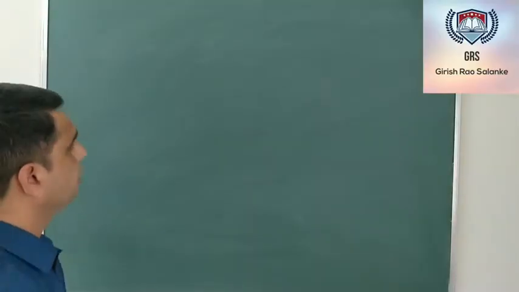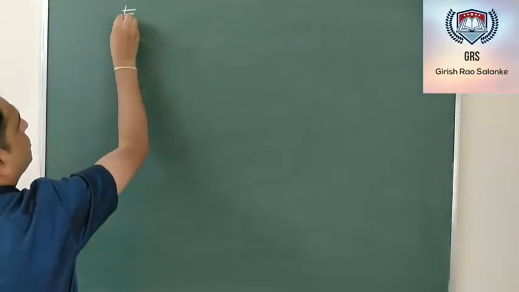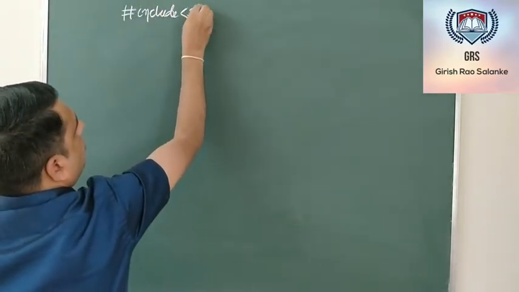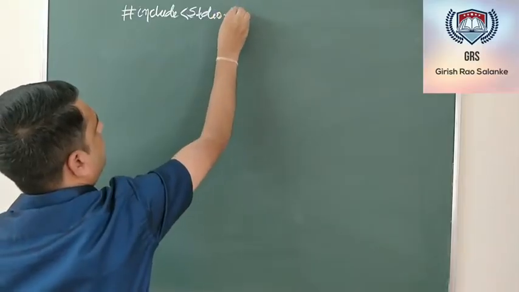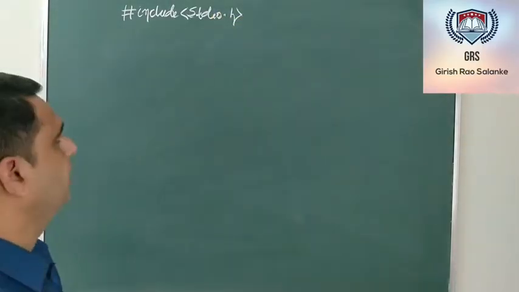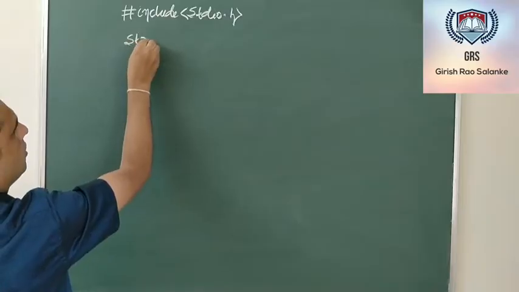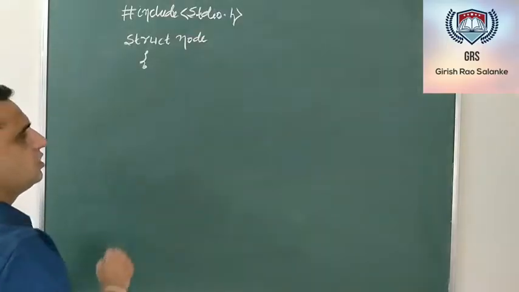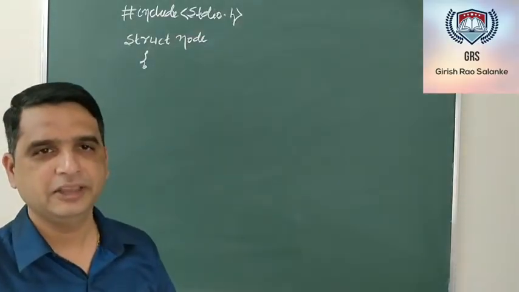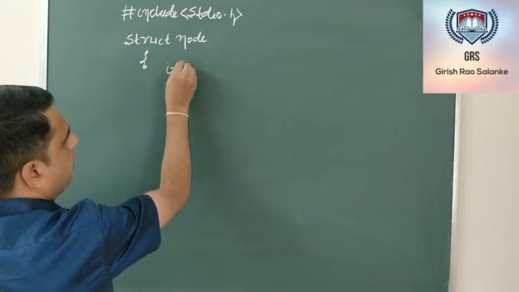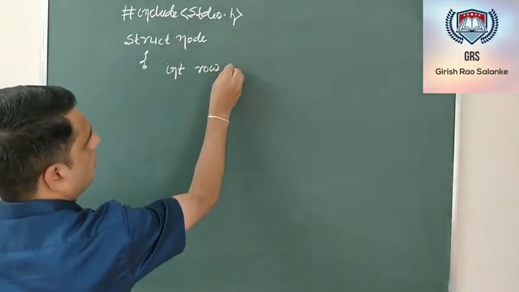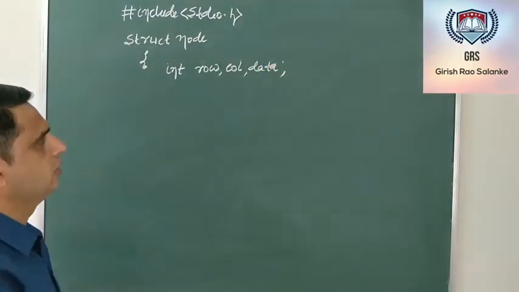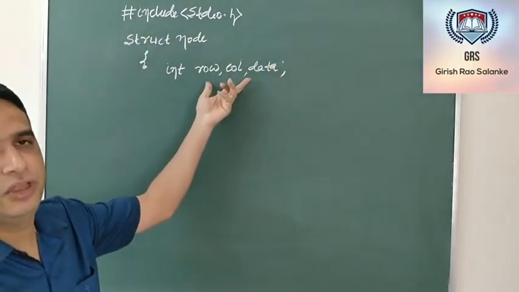Now let me come up with the header files as usual. No special header files are required. Let me have stdio.h. Let me write the structure definition for each node. If you have observed, each node contains the row number, column number, and the data. So, int row, column, data. This is the information that I am storing in each of the nodes.